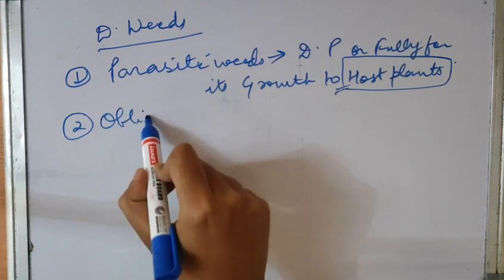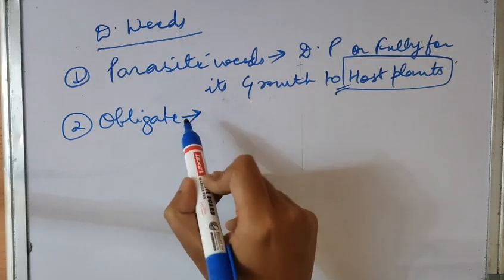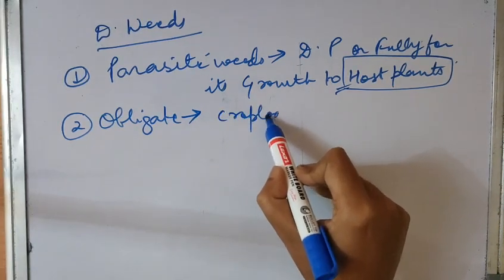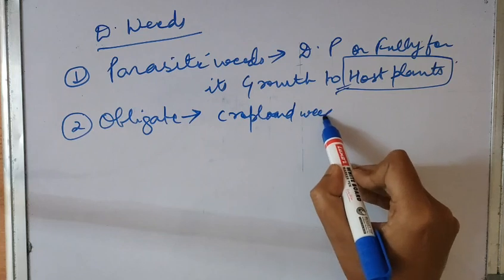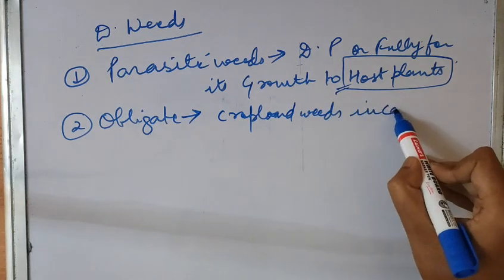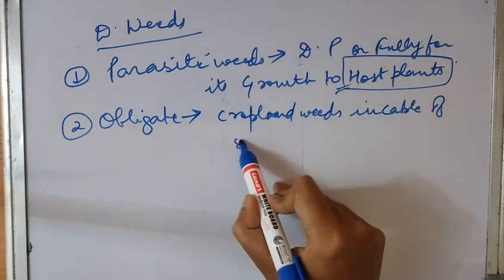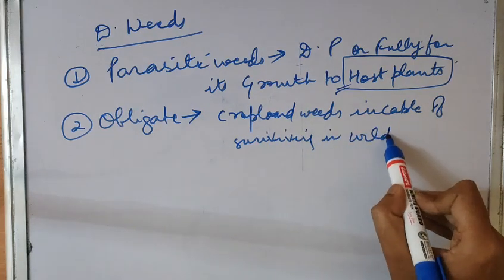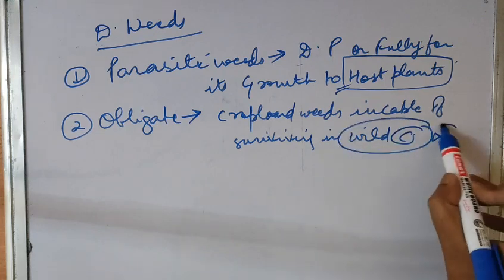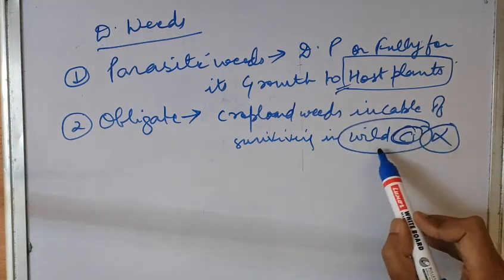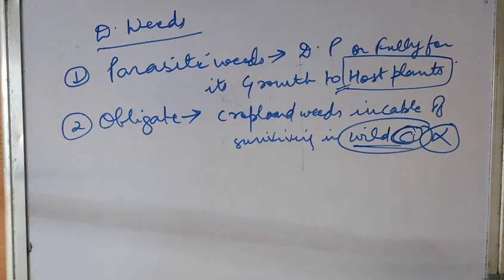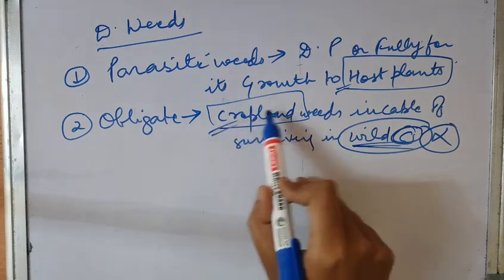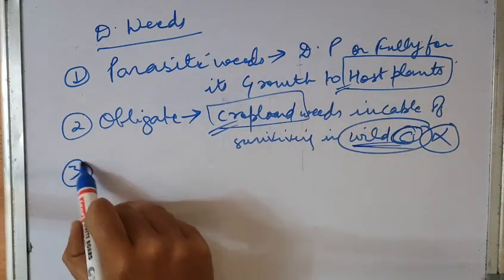Next, obligate weeds. They are cropland weeds, incapable of surviving in a wild community. They will not be able to survive in wild areas. They are mainly cropland weeds. They can only grow with crops in croplands.